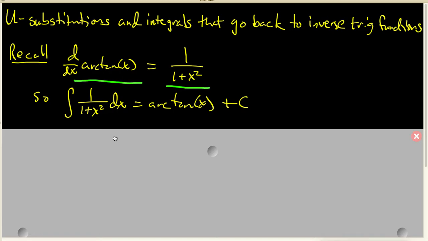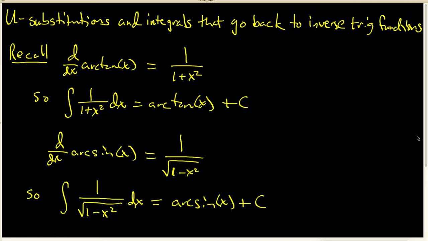The corresponding antiderivative formula, of course, is that the integral of 1 over 1 plus x squared dx is going to be arctangent of x plus whatever c that you want to add. The only other inverse trig function that we will worry about in this particular calculus class is the inverse sine function. And in Calculus 1, you should have seen that the derivative of the arcsine function is 1 over the square root of 1 minus x squared.